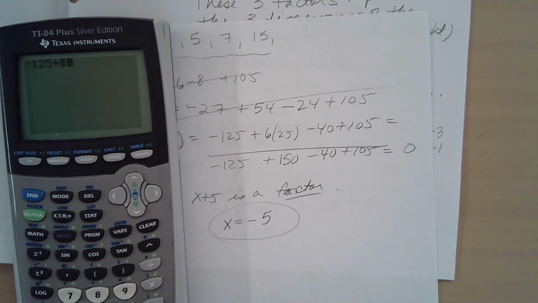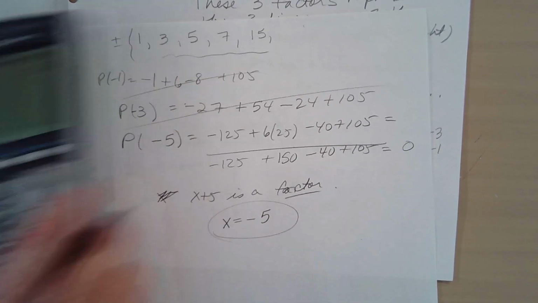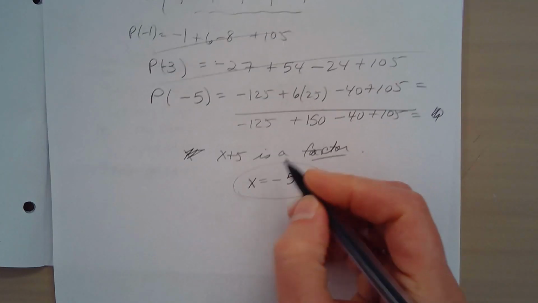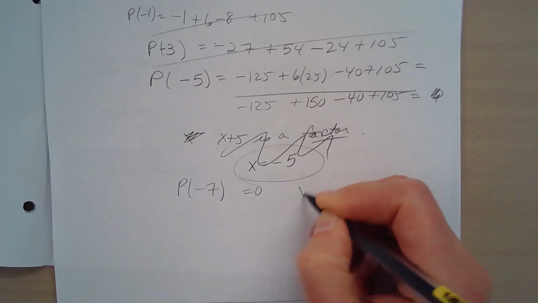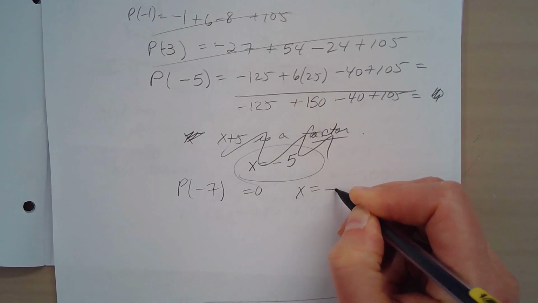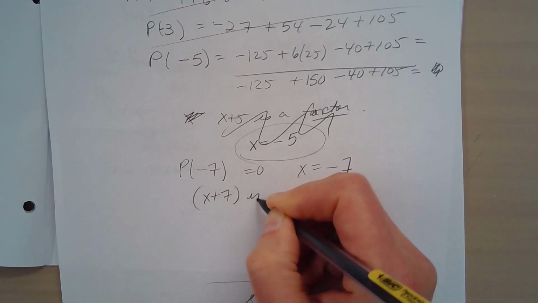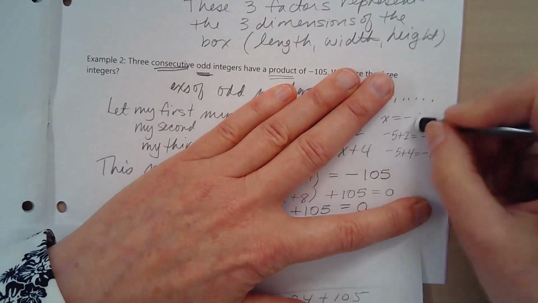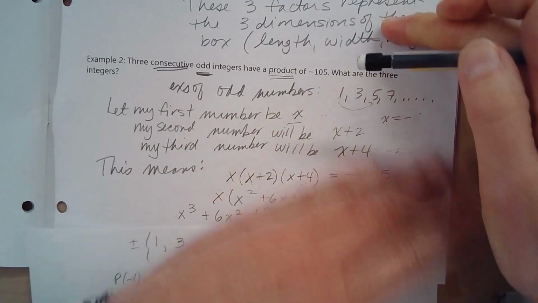-125 plus 150 minus 40 plus 105. Oh, you're right. I should have listened to you, Evie. Okay. P at -7 works, right? That's better. X equals -7 then. X plus 7 is a factor. X equals -7, right? Sorry about that. Because 5 times 3 times 1 doesn't give us 105, right?